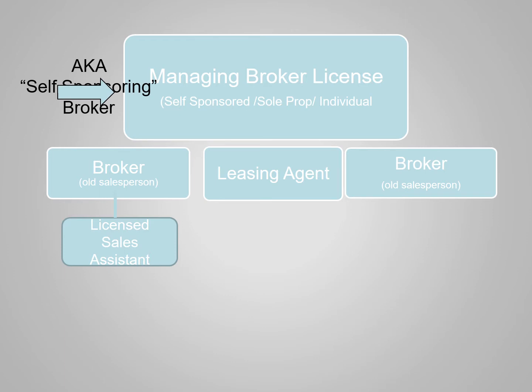If you're a self-sponsored broker, you're also the managing broker. The managing broker, having a broker's license under being self-sponsored, means they're not under a corporate type of ownership, they're under a sole proprietor ownership. So the managing broker is also called the sponsoring broker. And of course, under our managing brokers, whether it's a corporate structure or a sole proprietorship, we have the different licenses. We have the broker's license, we have the leasing agent license, and we have licensed sales assistants. Those are the different kinds of licenses that a managing broker could have as a self-sponsored or sponsoring broker.